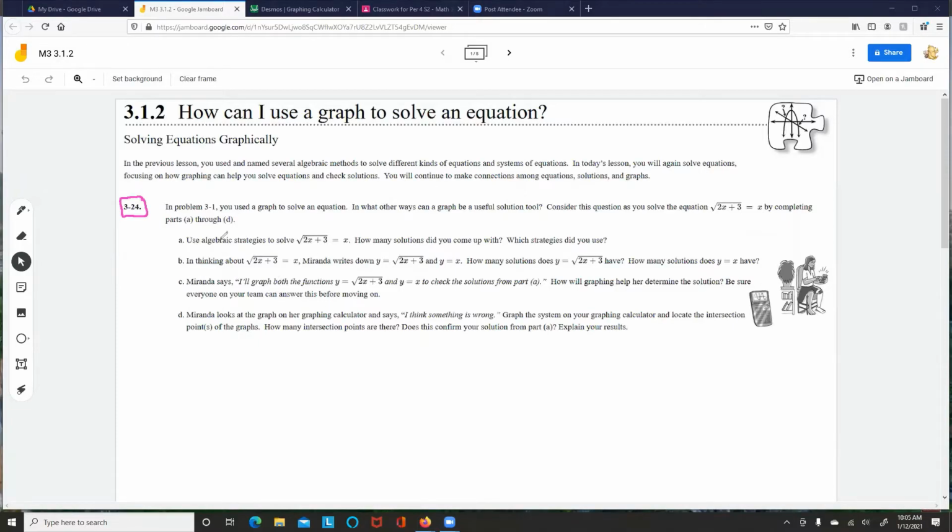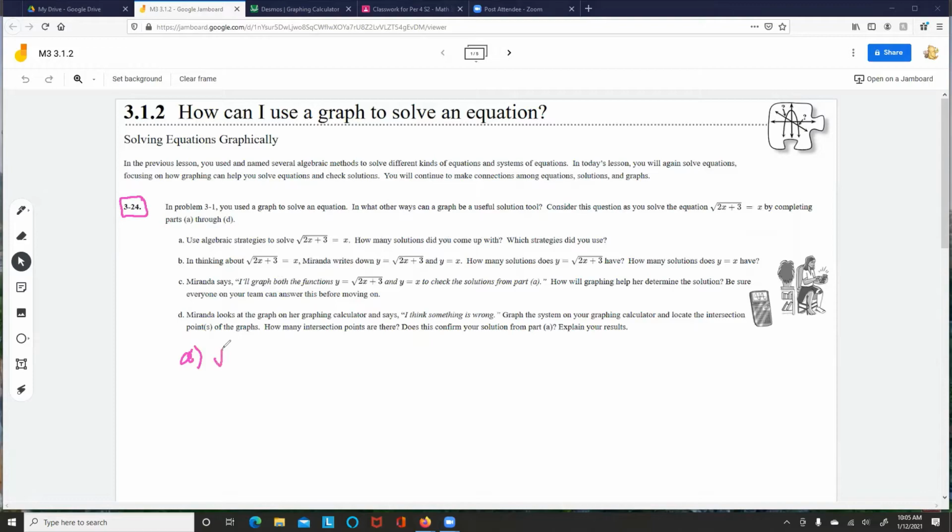Consider this question as you solve the equation square root of 2x plus 3 equals x by completing A through D here. So for part A, use algebraic strategies to solve the square root of 2x plus 3 equals x. How many solutions did you come up with? Which strategies did you use? So for part A, let's go ahead and copy down the problem and solve this algebraically.